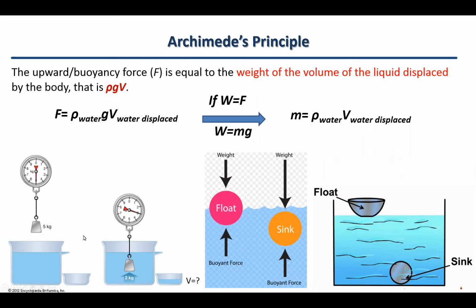There are some examples here. For example, if you have a weight on a scale showing 5 kilograms, and you put it in the water, it becomes lighter and the scale shows 2 kilograms less. So if you have 5 kilograms in air, but under the water the scale shows 3 kilograms, the difference in this case is 2 kilograms.